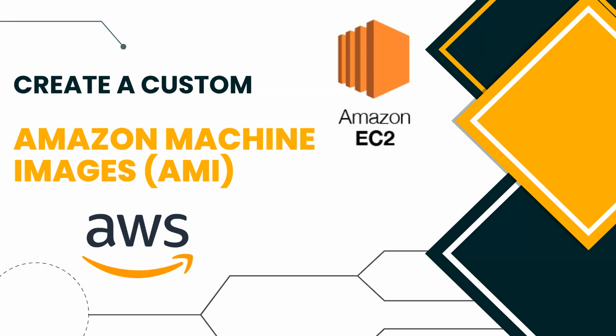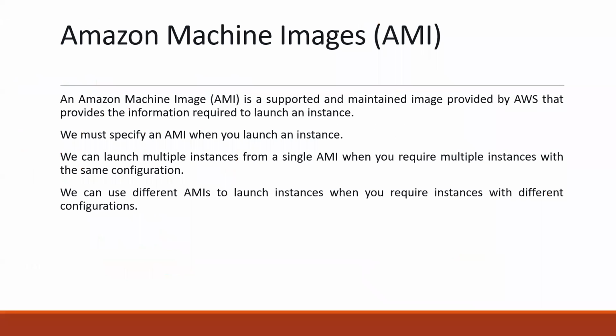But before we start, let's see what this Amazon Machine Image is. It is a supported and maintained image provided by AWS that provides the information required to launch an instance. Basically, we take the Amazon image, and then whatever installations or prerequisites we want on our EC2 instance, we can define in the user data or custom scripts that we want to execute, and save those as a separate image. Then later on, we utilize that image whenever we want it.